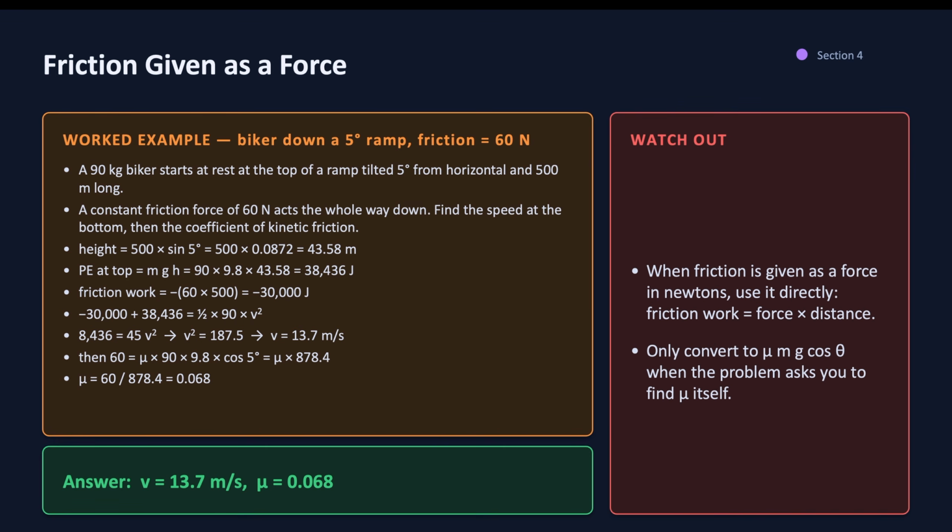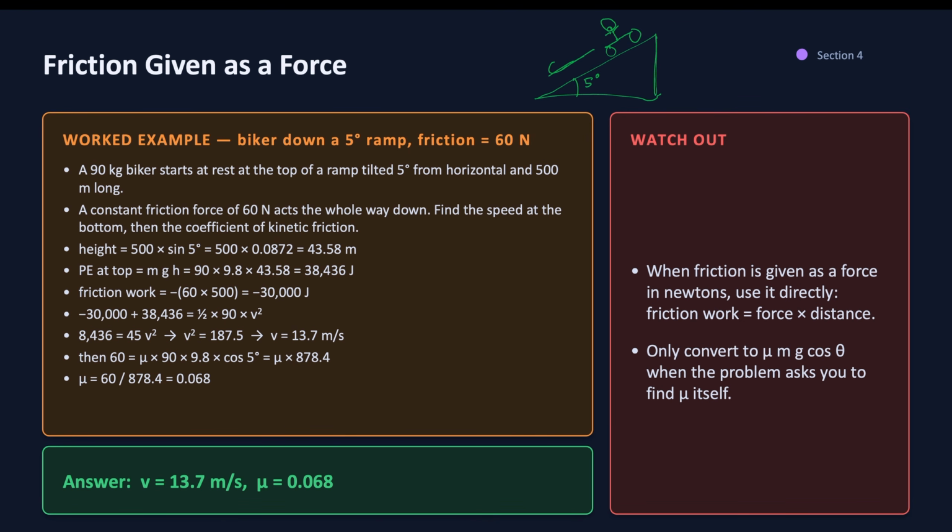So a biker is going down a 5-degree ramp, right? So he starts here. He's going downwards. Angle here is 5 degrees, so probably not to scale, right? 5 degrees would be way smaller, but it is what it is. And friction is 60 newtons. Okay. So, how do we find out our velocity as well as our mu from this?